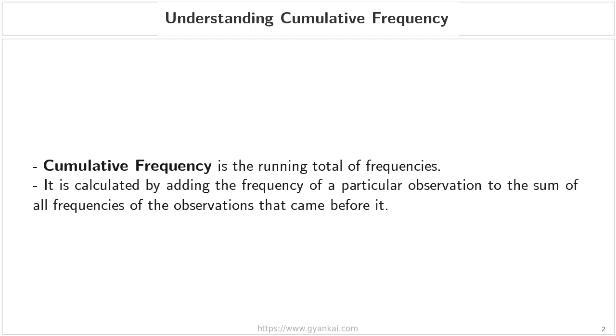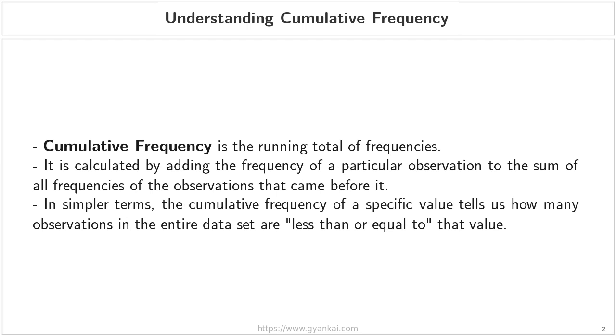To be more precise, we calculate this by taking the frequency of a specific observation and adding it to the sum of all the frequencies that came before it. It's a process of accumulation. If you're looking for a simpler way to wrap your head around it, try this. The cumulative frequency for any specific value tells us exactly how many observations in our entire dataset are less than or equal to that particular value. This is a crucial distinction because, as we will see in the next few slides, this less than or equal to logic is exactly what we'll use to pinpoint the median.